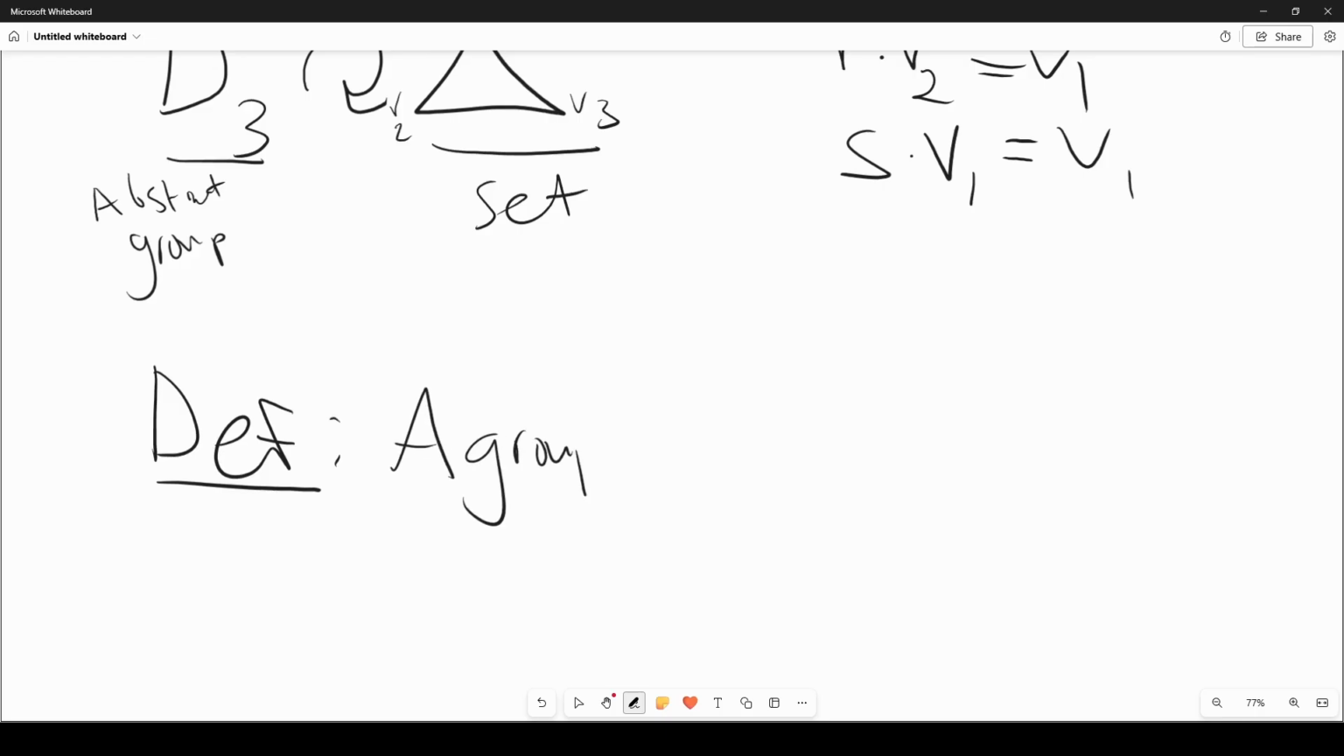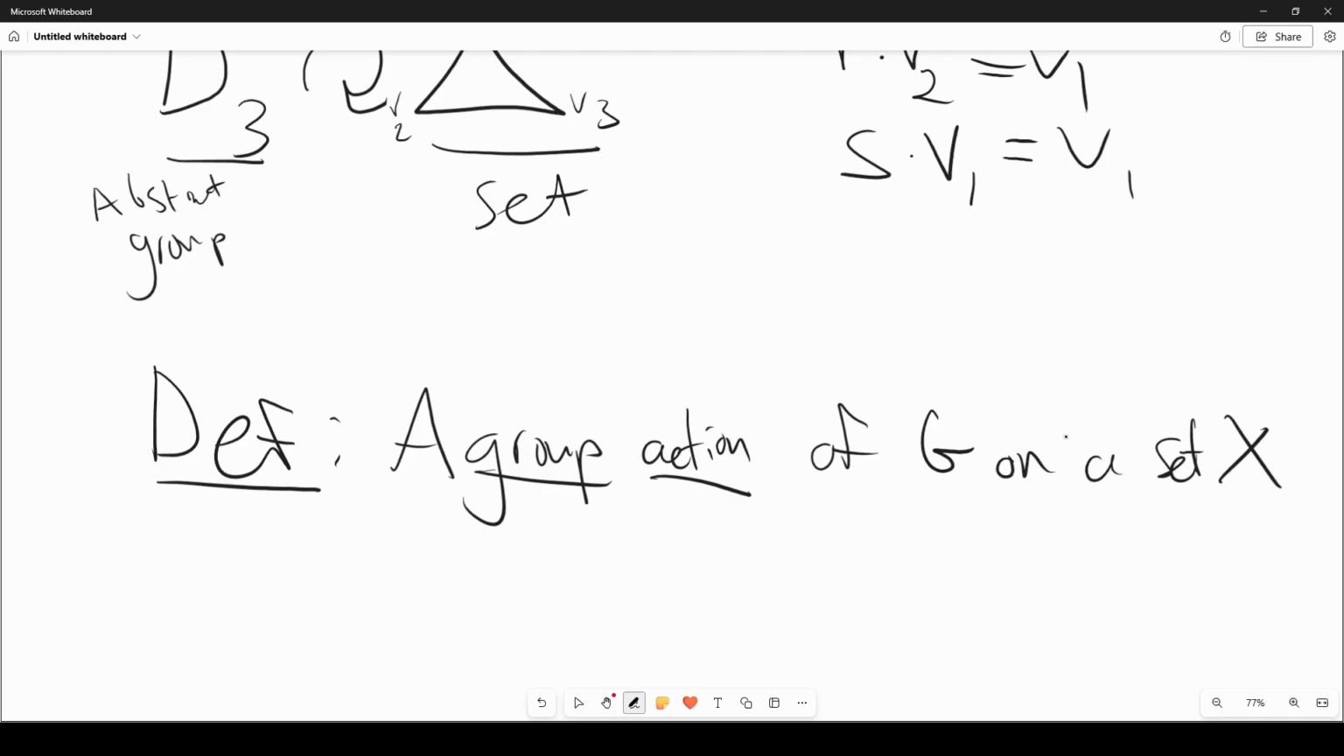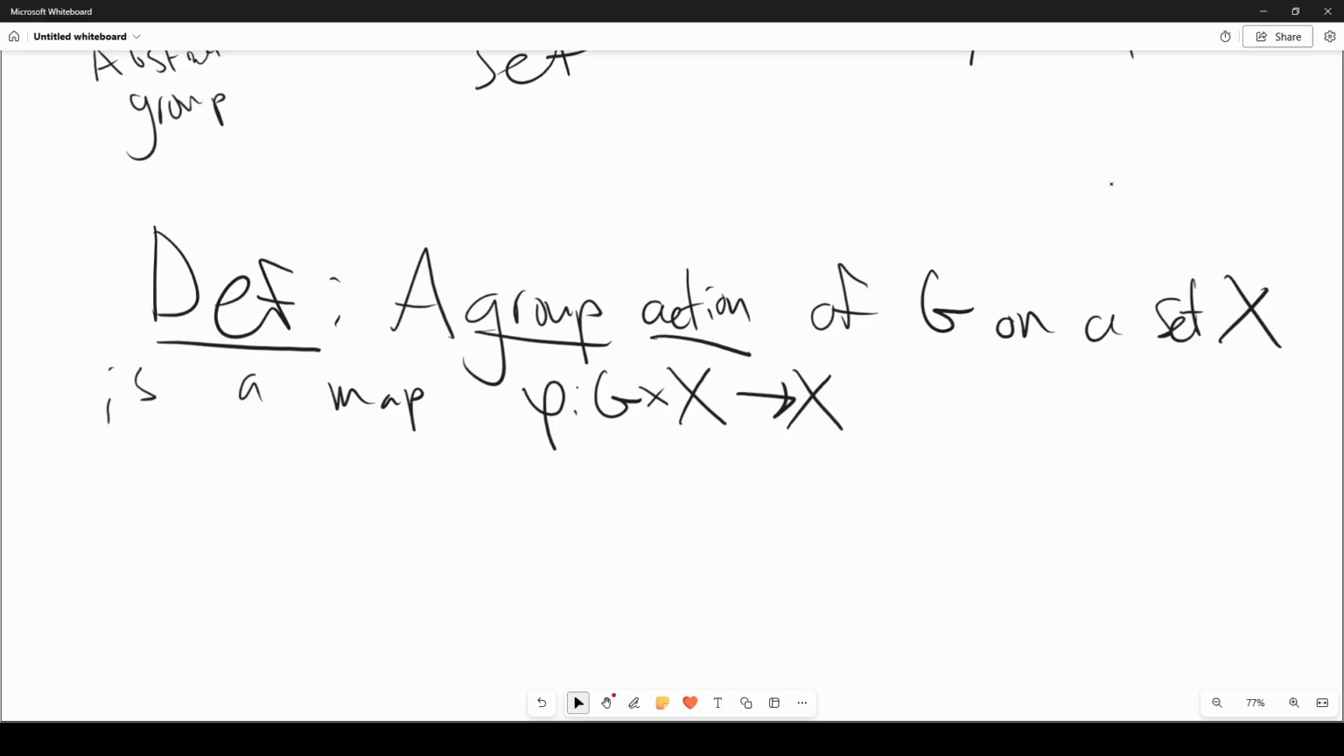A group action of G on a set X is a map phi from G cross X to X. All this is saying is phi, which I'm thinking of as this dot here, takes a group element and an element in the set, and then sends it to another element in the set, which we usually just write as G dot X, which satisfies two properties.